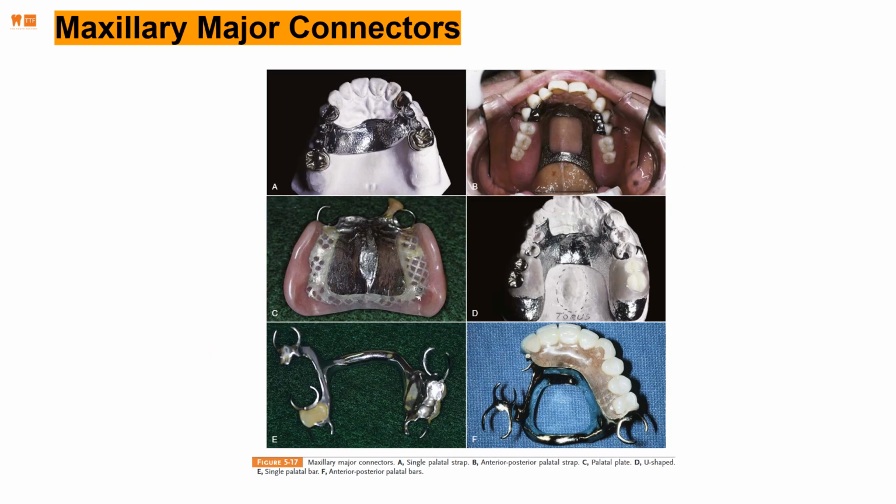So here are the maxillary major connectors. This is a single palatal strap. This is anterior posterior palatal strap. This is a palatal plate. This is the U-shaped. This is a single palatal bar, and this is anterior posterior palatal bar.